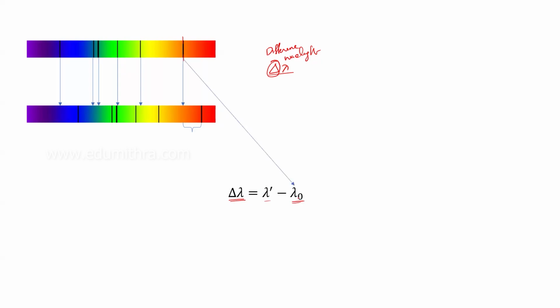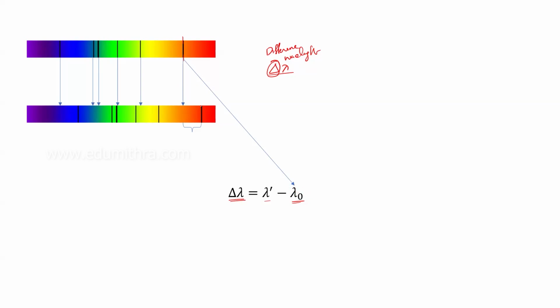So what is this lambda dash? Sorry, lambda 0. That is the original wavelength. Original wavelength means when the object was at rest, so there is no movement between the observer and the source. Then it is called lambda 0. That particular wavelength. Now it is shifted.